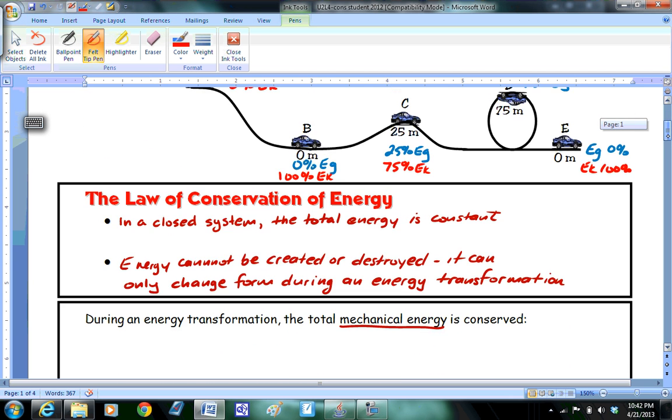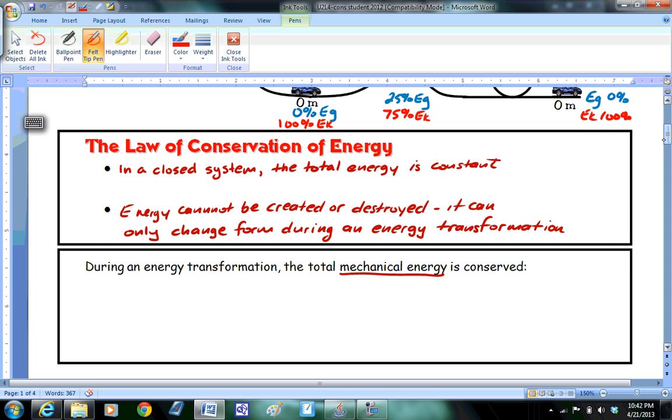So I have a little statement here. The law of conservation of energy: in a closed system, the total energy is constant. Very important to remember that. Energy cannot be created or destroyed. All that can happen is it can change form from one to another during an energy transformation.